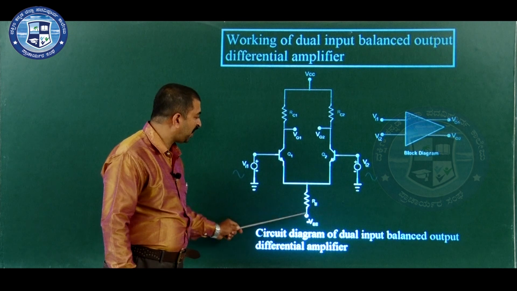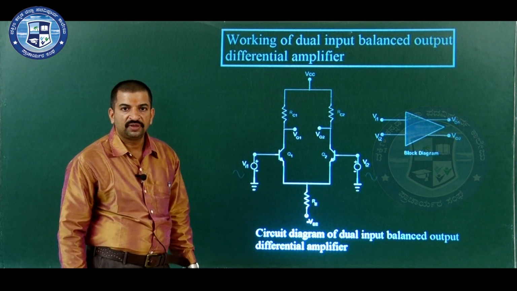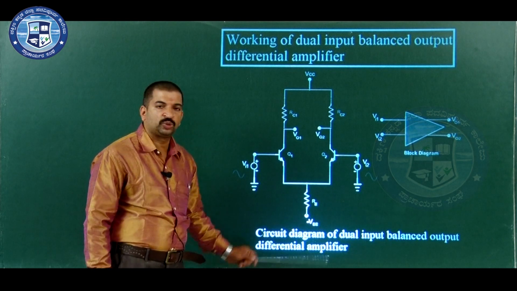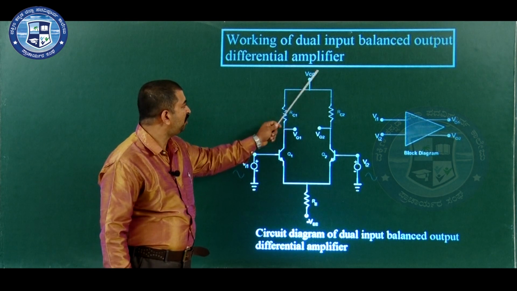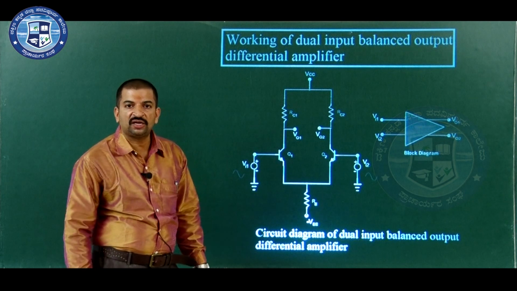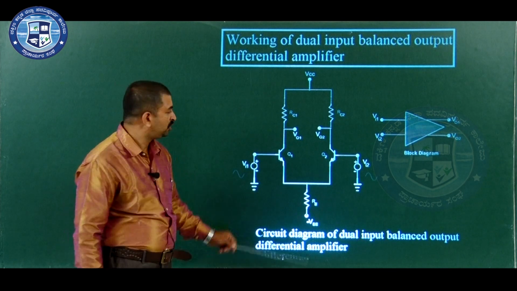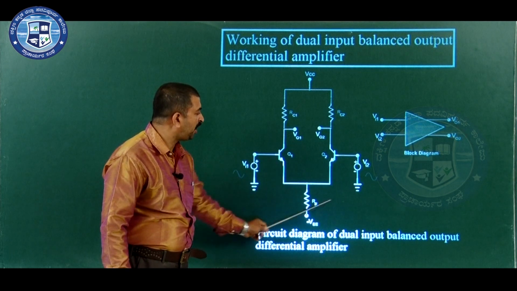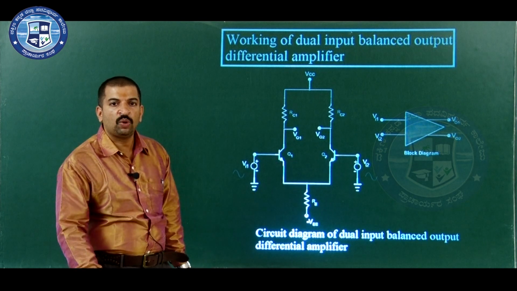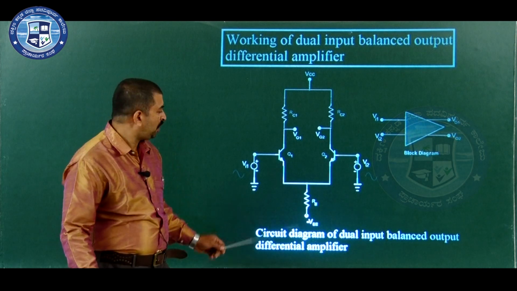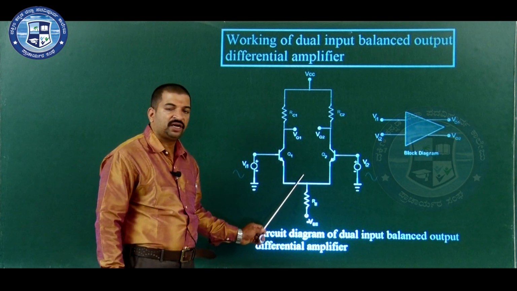It consists of the emitter resistor RE. One end of the emitter resistor RE is connected to minus VA, and the other end of the collector resistor RC2 is connected to the positive of the battery. So, this transistor Q2 and the associated circuit now acts as a common base amplifier. Now, the input signal is applied to the emitter.